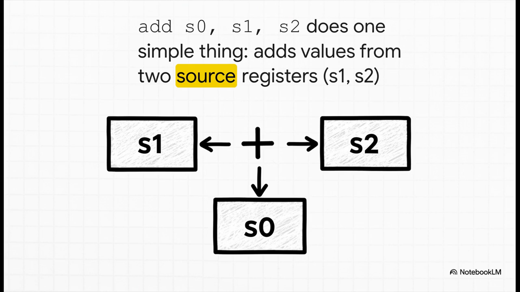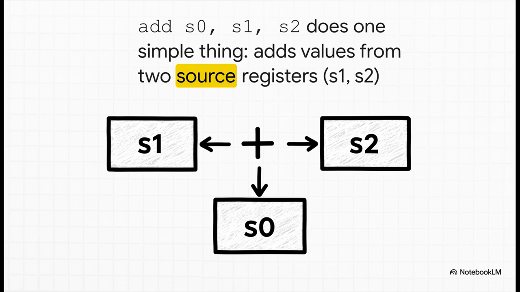And you can just see the beauty in its simplicity. Let's look at a modern example from the RISC-V architecture. The instruction add S0, S1, S2 is so clean. It takes the values from two places, S1 and S2, adds them together, and puts the result in a totally separate third place, S0. See?